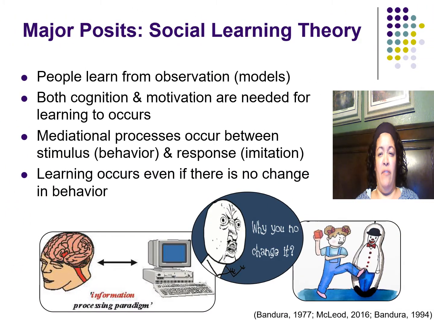The social cognitive theory started as the social learning theory in the 1960s. Bandura builds on Pavlov's and Skinner's theories, but he adds some very important concepts. The first is that people learn from observing others. There's also that both cognition and motivation are needed for learning to occur. Mediation processes occur between the behavior and the response. And learning occurs even if there is no change in behavior.